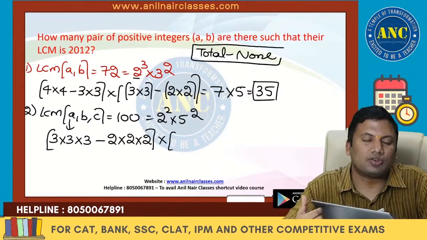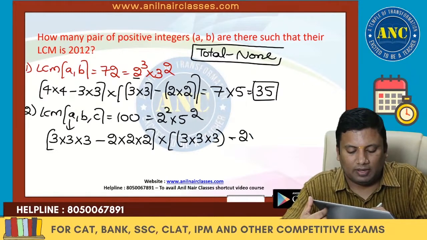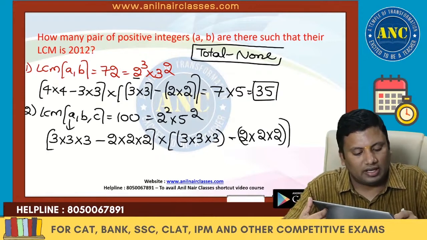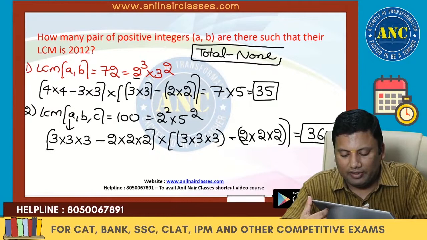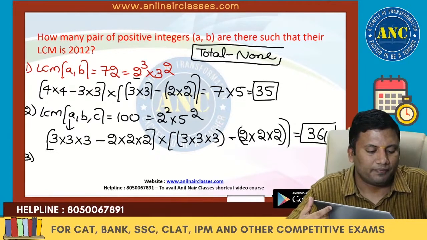Into 5 square, 0 to 2, 3 cases. 3 into 3 into 3. Since the power is the same, it will be the same: 2 into 2 into 2. So these 27 minus 8, 19. 19 square is 361.